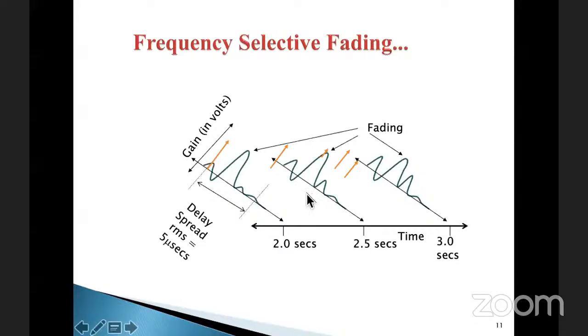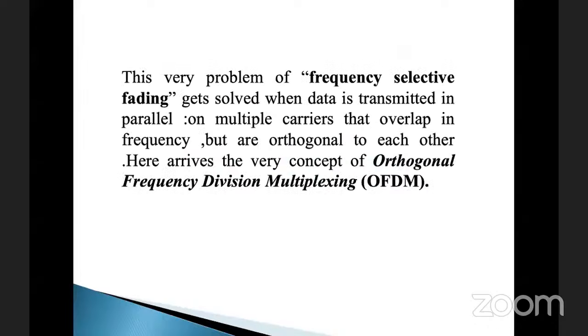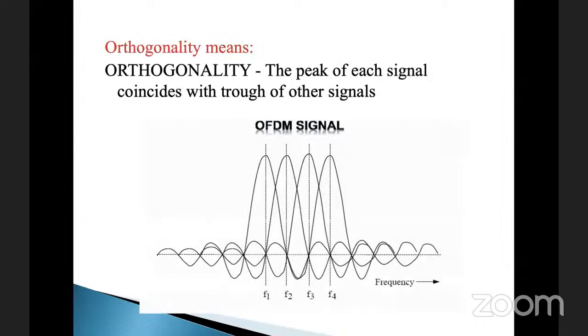When you add up all these things, there is a possibility of destruction, in the sense that the whole signal sums up to a zero value, or it may get amplified. So how do we tackle these problems in frequency selective fading channels? We use orthogonal frequency division multiplexing, OFDM. It takes different carriers F1, F2, F3, F4, and the peak of each signal coincides with the trough of the other signals.